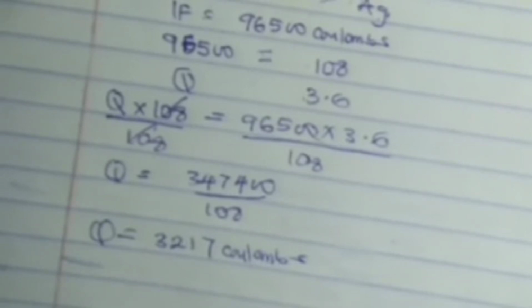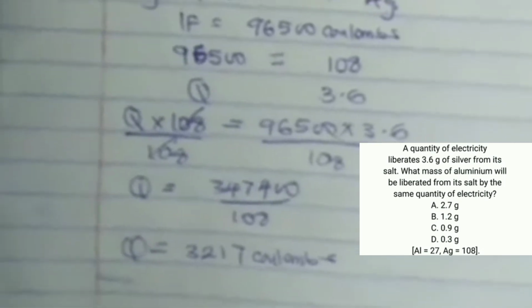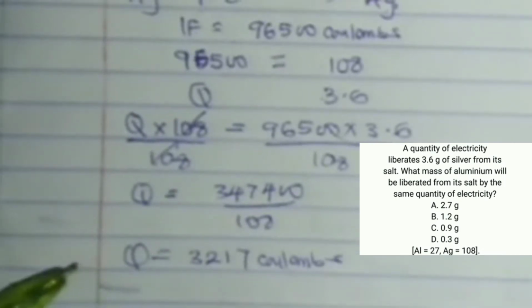All right, but then they are asking us that if this quantity of electricity liberates 3.6 grams of silver, what mass of aluminum will be liberated from its salt by the same quantity of electricity? So from the information that was given to us in the question, we understand that this same quantity of electricity is responsible for liberating a particular mass of aluminum, right? But we don't know that mass, and we are asked to find it. But we know that this same quantity of electricity that liberated 3.6 grams of silver also liberated a particular mass of aluminum.